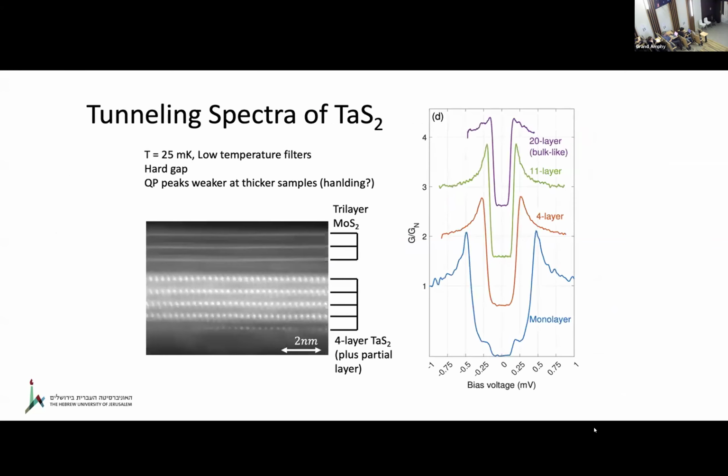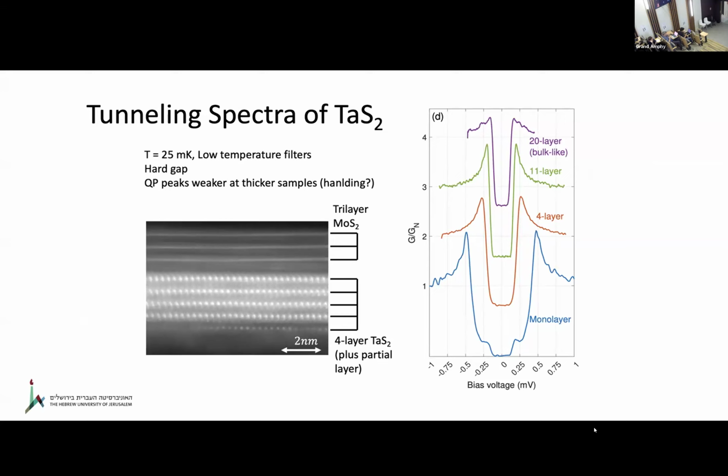So let's just take another look at our data here. We built tunnel devices. This is bulk tantalum sulfide. You see the gap's really small. It's about 100 microvolt. And you go to a wider and wider gap in the monolayer. You have closer to 500 microvolt gap as you go into the monolayer. We had only one monolayer device.